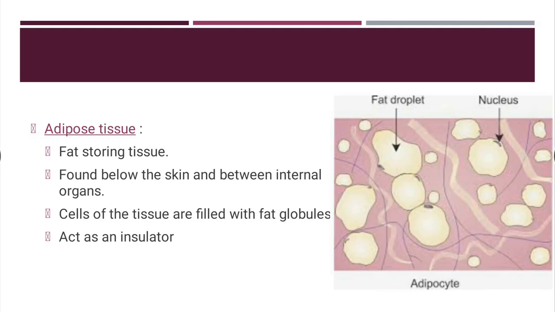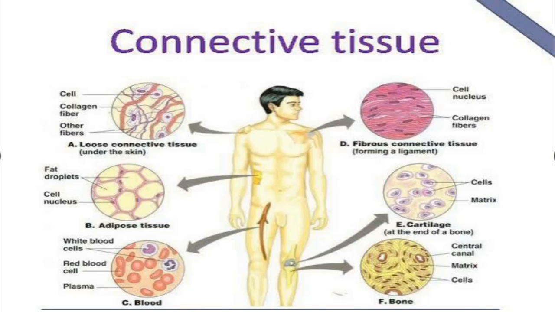Cells in the adipose tissue are known as adipocytes. These are the adipocytes with the fat globules, and because of the presence of these fat globules, the nucleus is pushed towards the periphery. Storage of the fat also lets it act as an insulator. So that's all about the connective tissue.